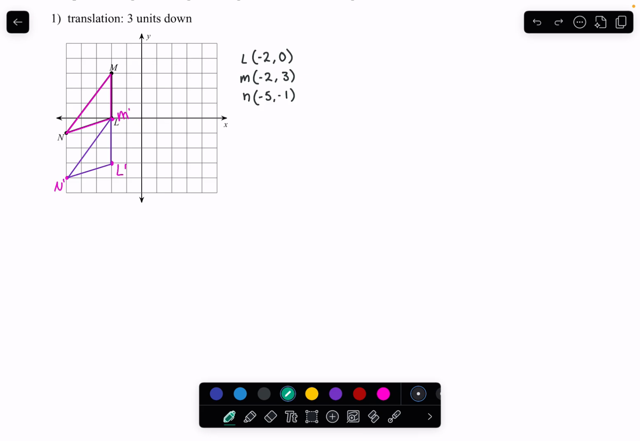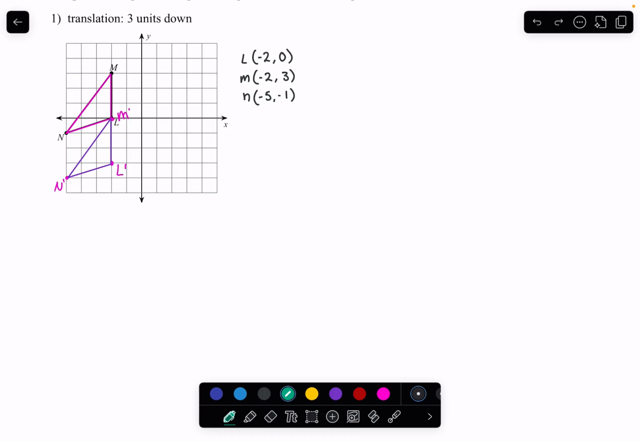So what I want you to think about is what is happening to the x and the y coordinates of our image once we've translated it, right? We have our pre-image that starts up in the pink. Once we've translated those coordinates down to the purple, well, what is changing? And to help with that, maybe we'll just do a comparison up here.